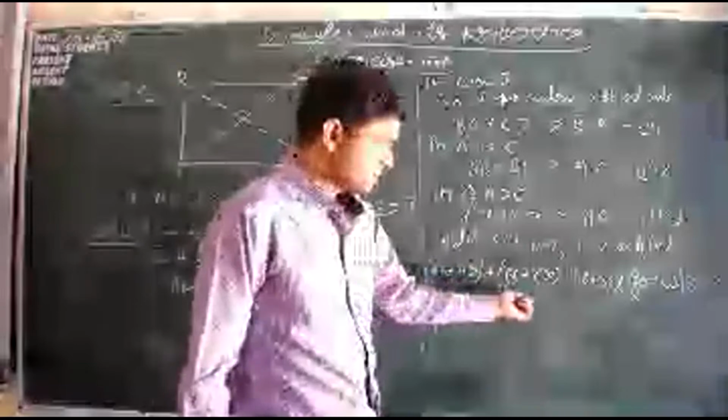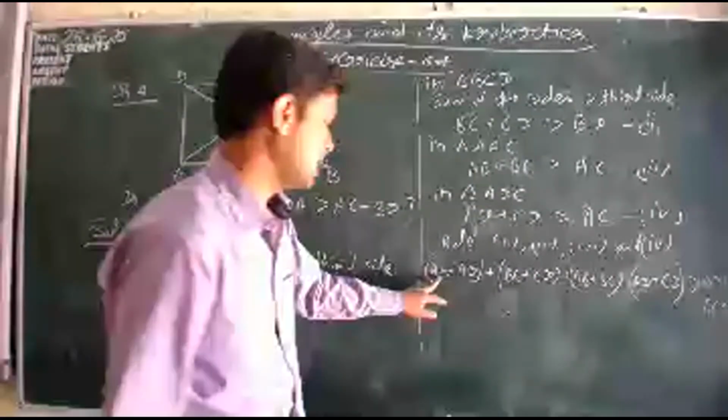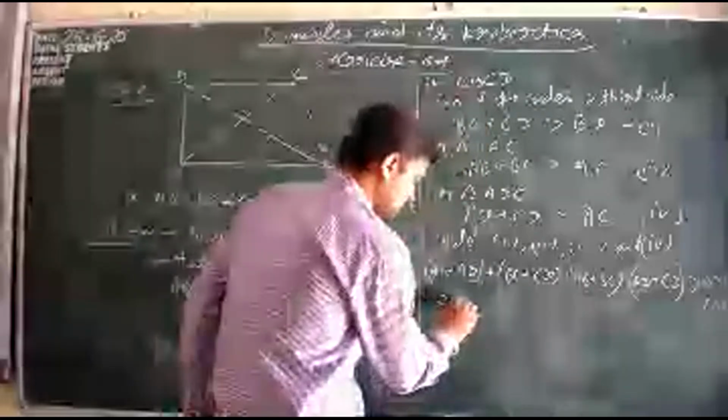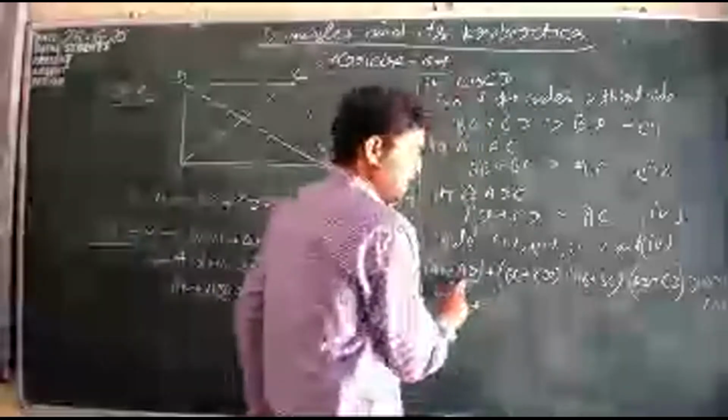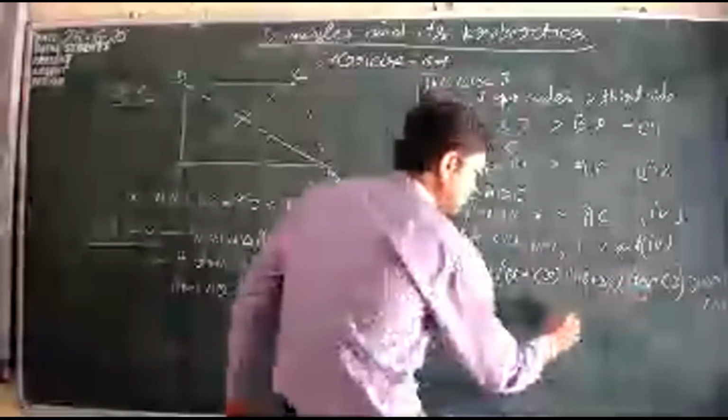It has 4 steps. According to this, we have added these steps: AB and AB, it means 2 AB. AD plus AD, it has 2 AD.